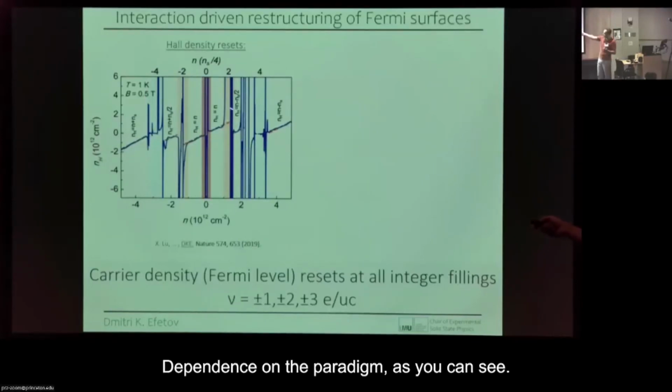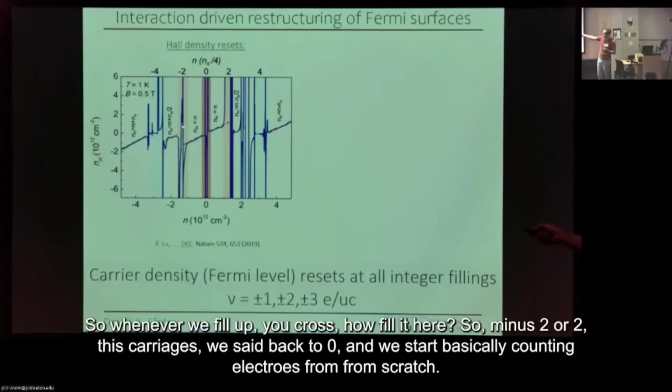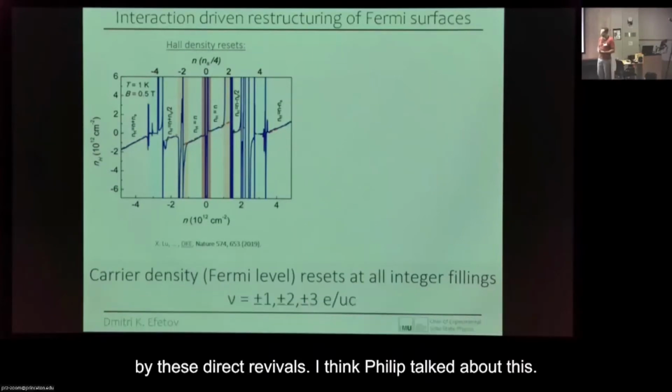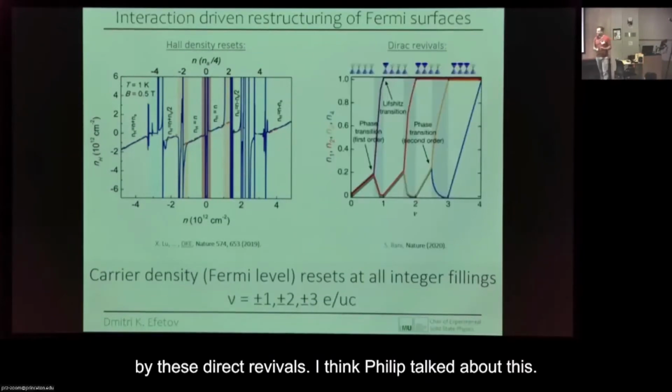As you can see, whenever we fill up and cross half filling here, so -2 or 2, this carrier density is reset back to 0. And we start basically counting electrons from scratch. So that means that whenever we form the correlated insulators, we form new Fermi surfaces, and we have Hall density resets, and we basically start from a new band, if you want. And this is really what was also explained by these Dirac revivals.